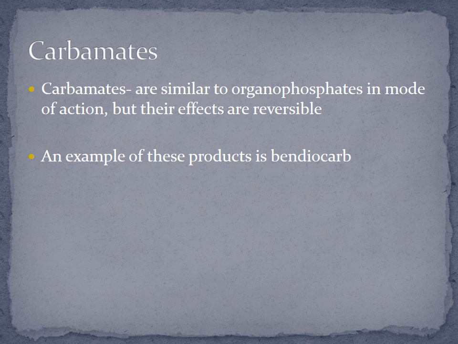Another group of insecticides we need to take a look at are carbamates. Carbamates are actually very similar to organophosphates in mode of action, but their effects are reversible. An example of these products would be bendiocarb. So just so you know, the organophosphates are obviously not reversible in their effects, and the carbamates are, and that's really the only differentiation between the two. Other than that, they're very similar in nature, very similar in the way they work.